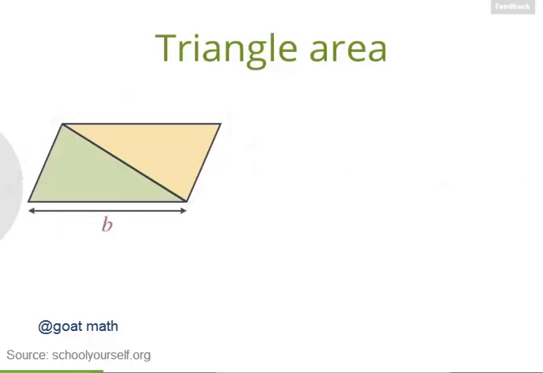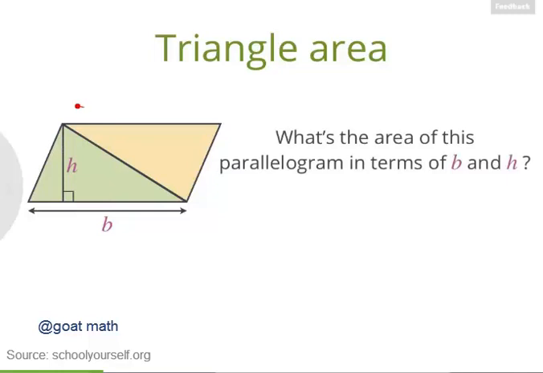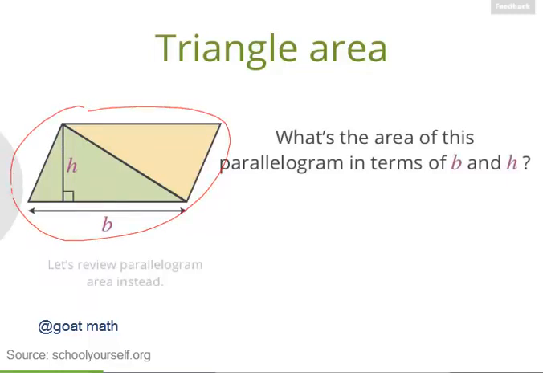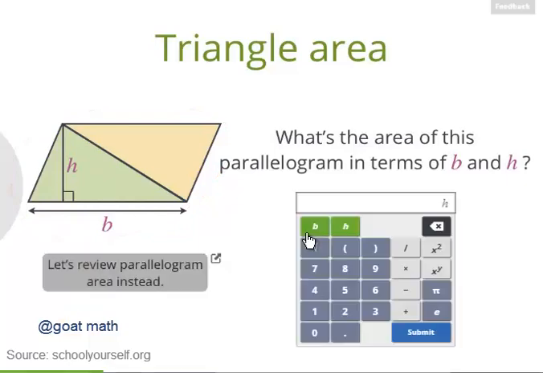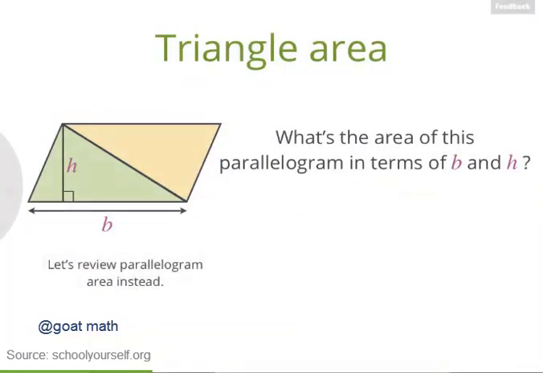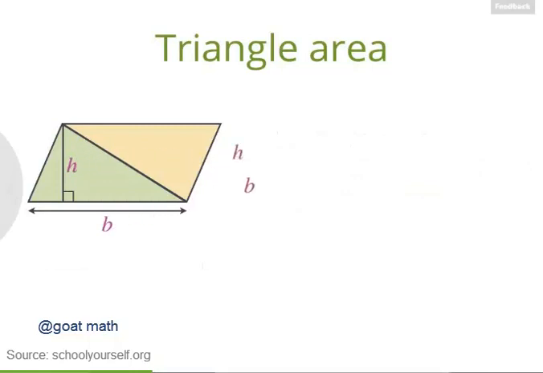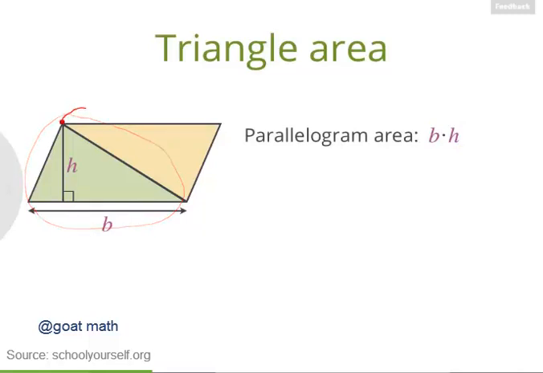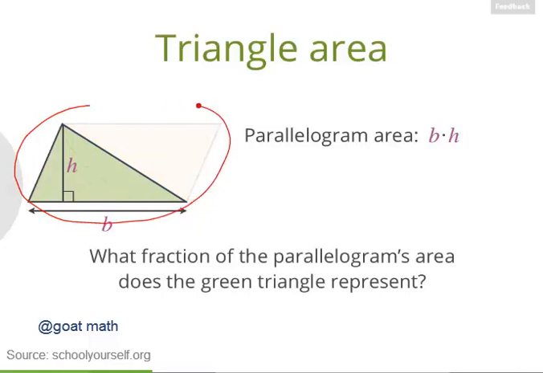Let's say its base has length b and its vertical height has length h. Now what's the area of this parallelogram? If you're not sure how to find the area of a parallelogram, just click over here. Nicely done. The area of a parallelogram is base times height, so that's b times h. Now remember that we combined two identical triangles to make this parallelogram. So what fraction of the entire parallelogram's area does our original green triangle represent?